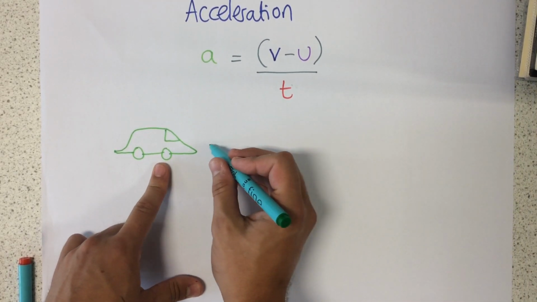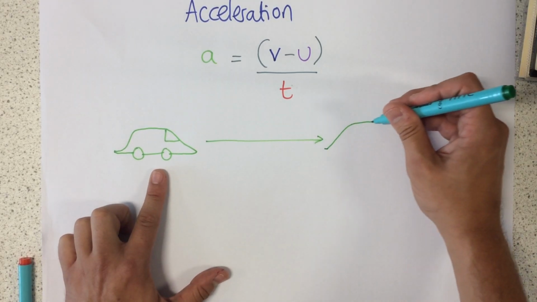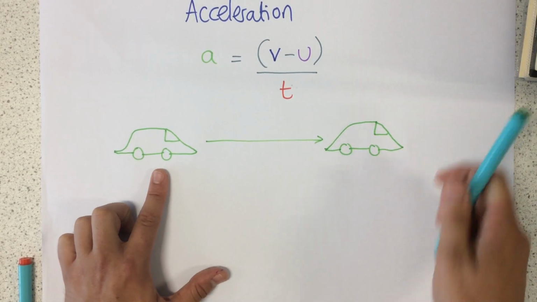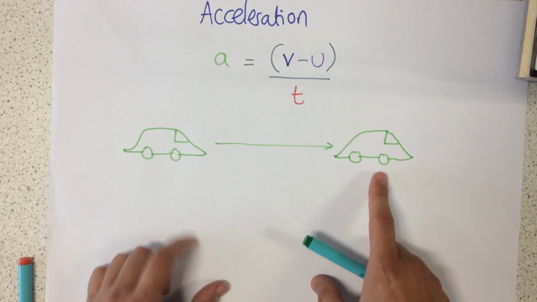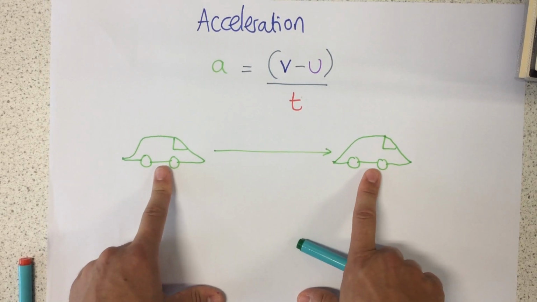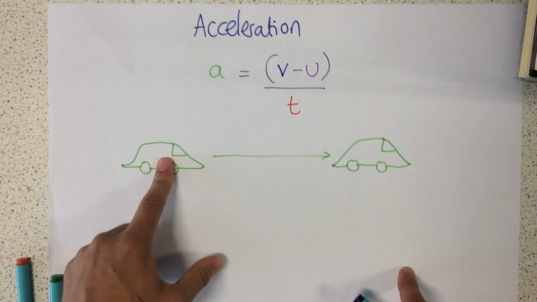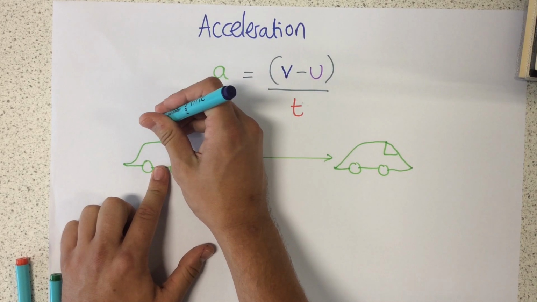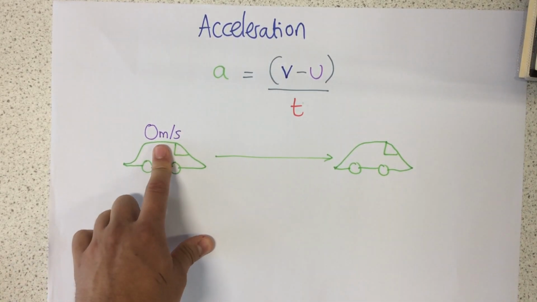We're going to see how to calculate the acceleration from this car going from stood still to moving at a speed of 50 meters per second. Okay, so the first thing that we're going to think about is our starting point. Now let's say this car is stationary, it is still. If it's stationary, it is going to have a speed of 0 meters per second.